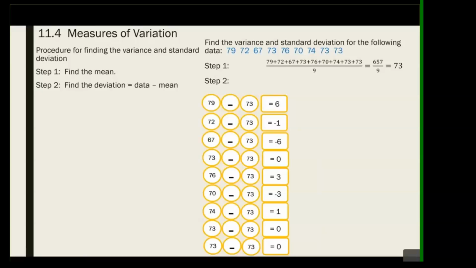So once we have step 2, the deviation, what do we do with step 3? Step 3, we need to take the deviation and square it. What do I mean by square it? I take this 6.